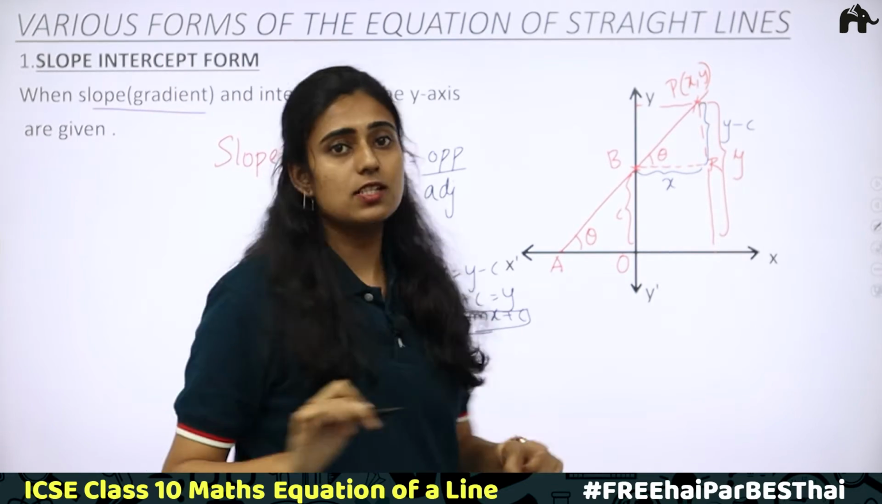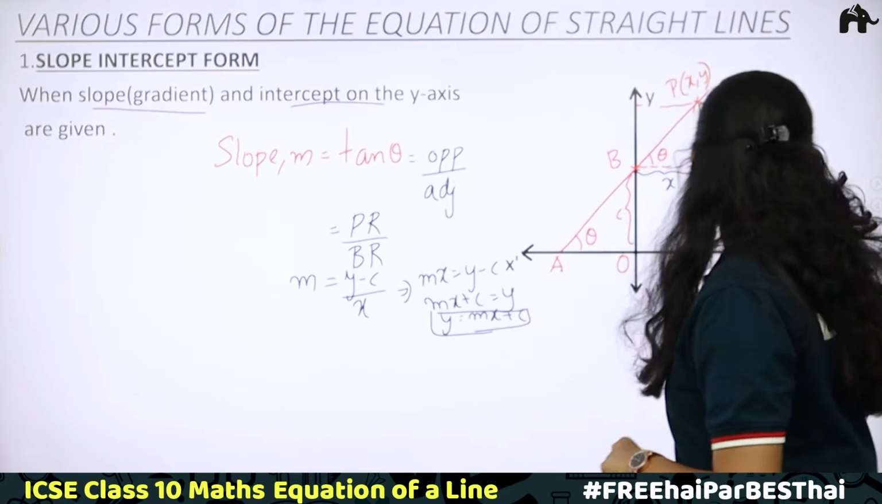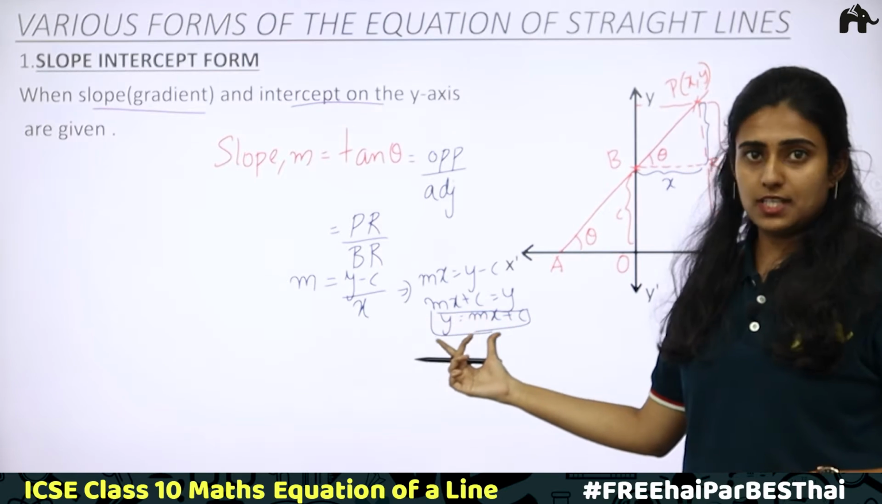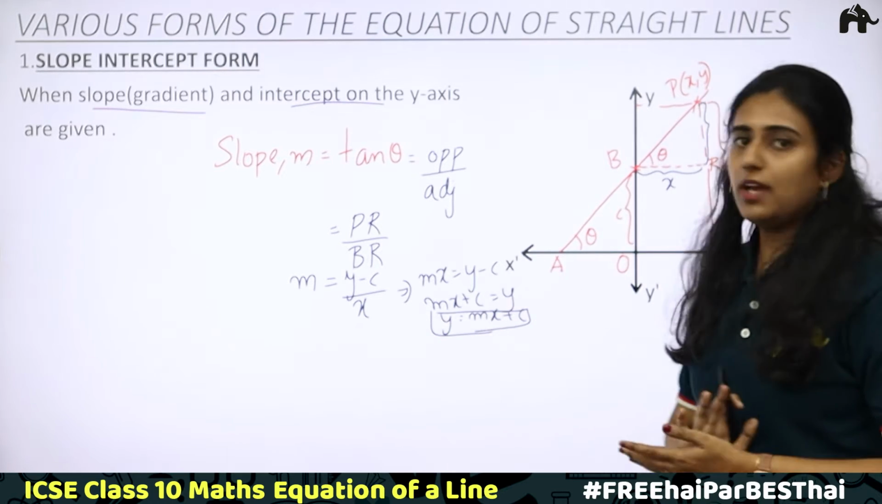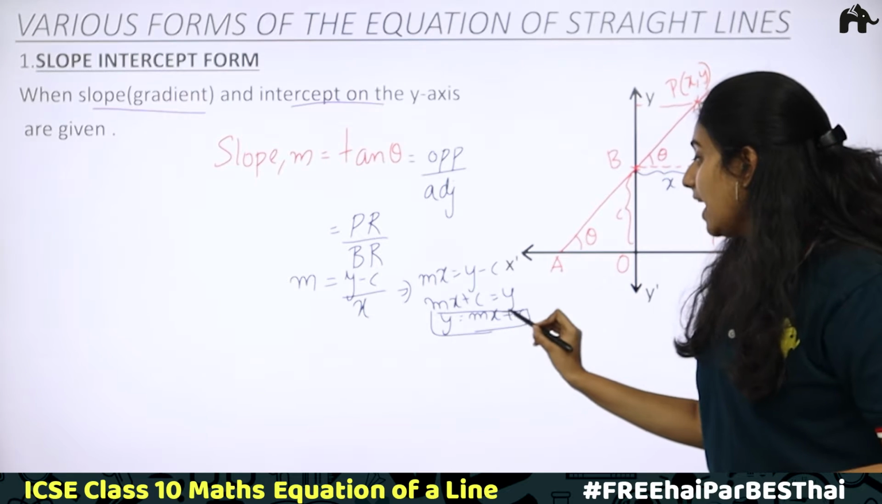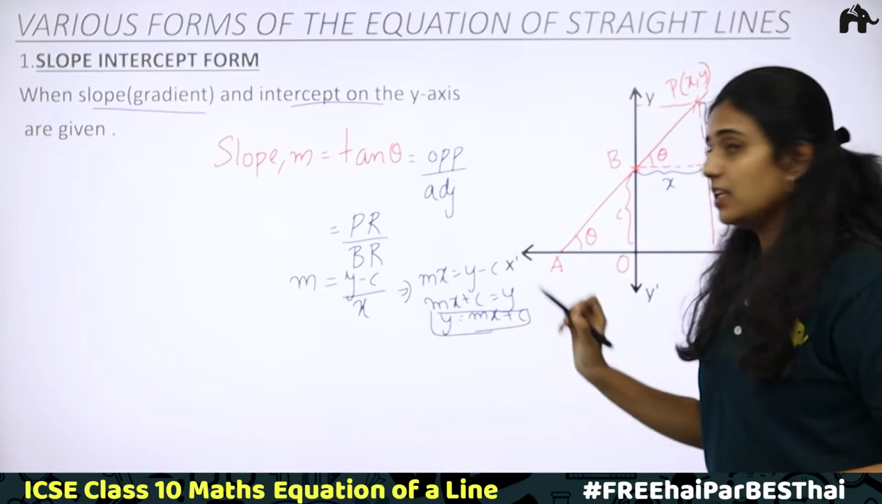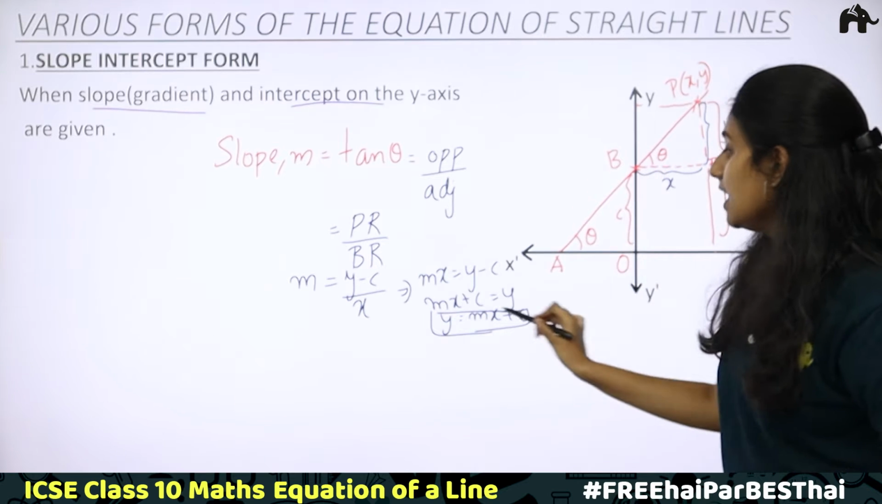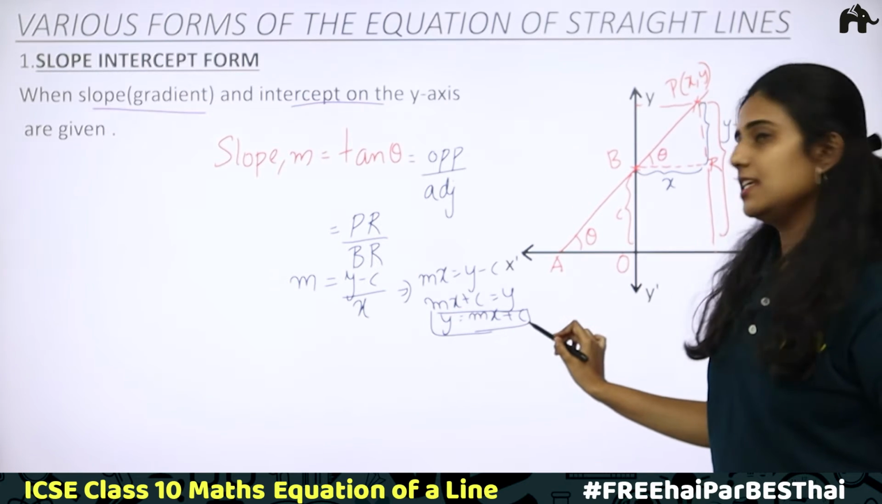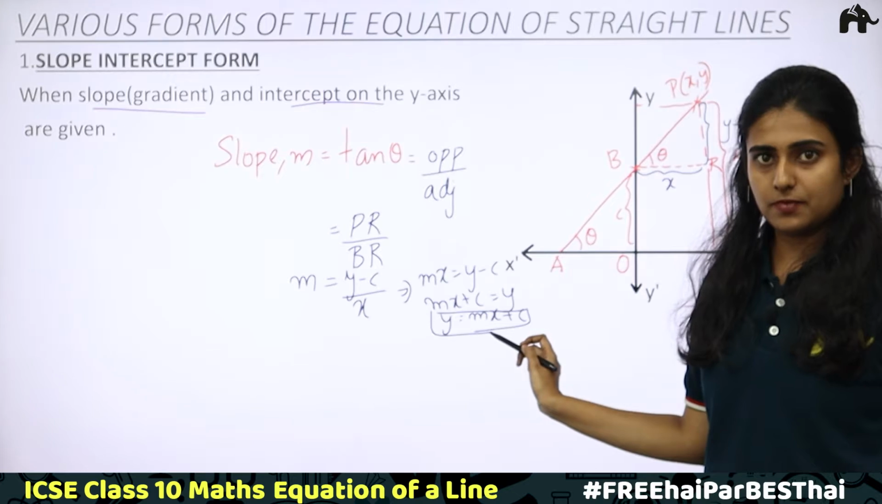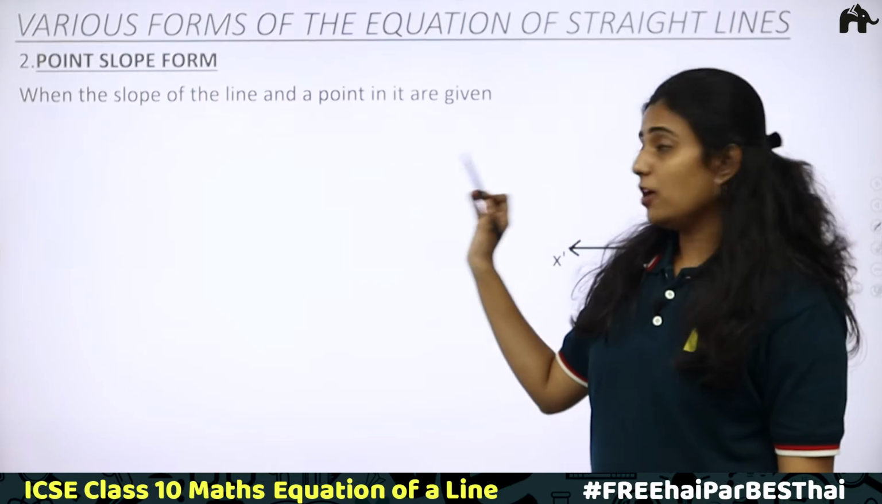So this is the slope intercept form. Got it? This is slope intercept form. We have Y is equal to Mx plus C, where X and Y are the coordinates of a general point considered, M is the slope and C is the y-intercept. Okay. Second one is point slope form.